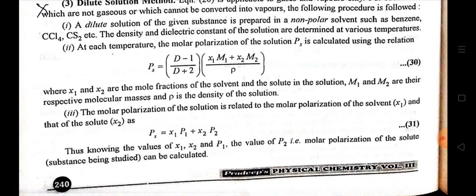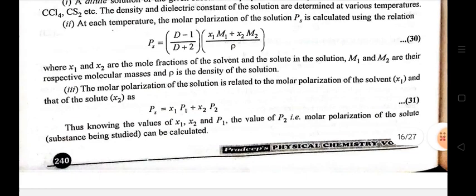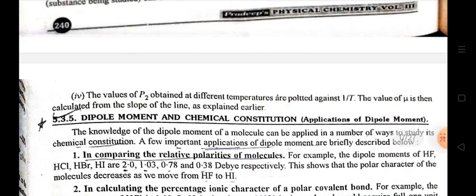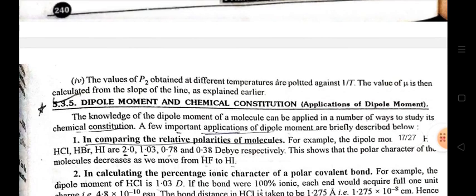Third, the molar polarization of the solution is related to the molar polarization of the solvent P1 and that of the solute P2 as Ps is equal to x1 P1 plus x2 P2, that is equation 31. Thus, knowing the values of x1, x2 and P1, the value of P2, the molar polarization of the substance being studied, can be calculated. The values of P2 obtained at different temperatures are plotted against 1 by T. The value of mu is then calculated from the slope of the line as explained earlier.